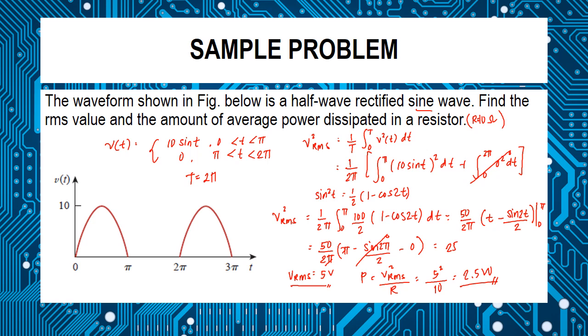So the power now is equal to V RMS squared over R, or 5 squared over R. I did not put here the value of the resistor. The power dissipated in a resistor is given as 10 ohms. R is 10, sorry. So R is equal to 10. So this will be 2.5 watts.